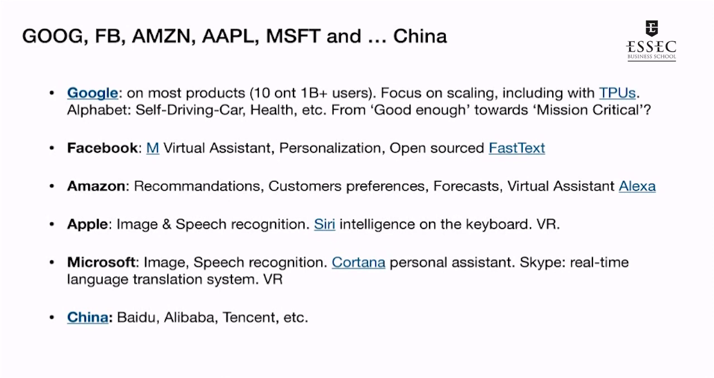So if you look at the internet companies, they're very active in recommendations, in being able to address billions of users with virtual assistants, with customer preferences, forecasts, intelligence on the keyboard, speech recognition, image recognition. In China, you have the equivalent of the US companies with Baidu, Alibaba, Tencent, etc. But all these companies are consumer-oriented with good enough solutions.